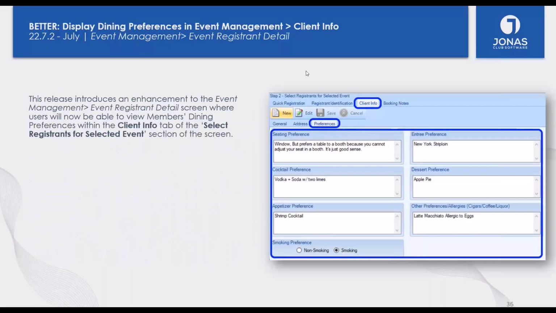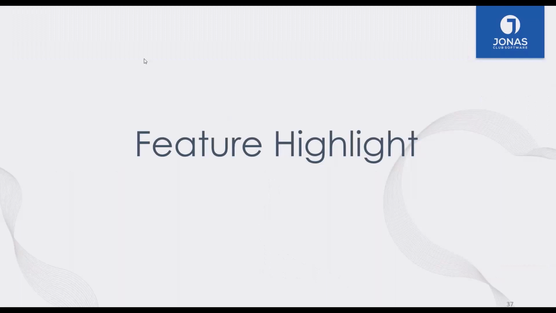Within event management, we added the dining preferences. So any dining preferences that are set up for a given member can now be viewed within the event management registration screen. So within the select registrants for a selected event area, you can now go from the quick registration tab to the client info tab for a selected registrant, and you can see all of their dining preferences as defined within the system. And now I will pass it over to Maz to take us through the feature highlight.